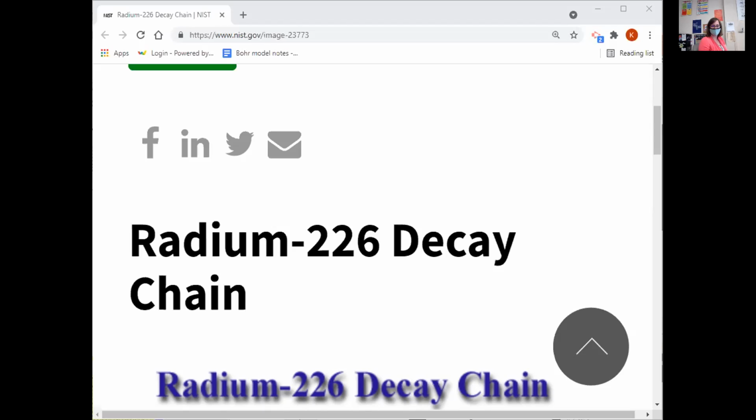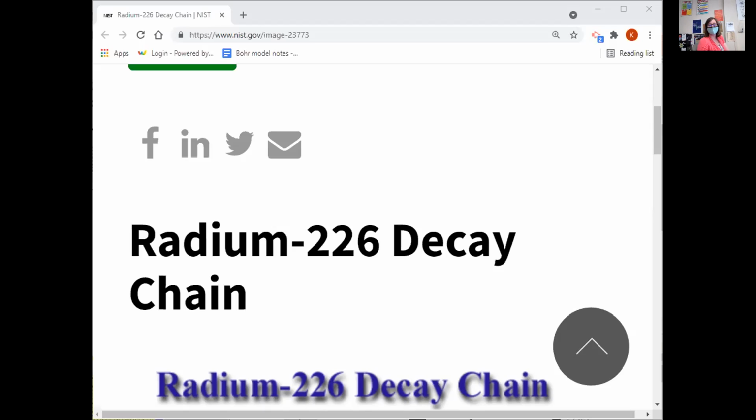decay to make lead-210, which has a half-life of 22 years. So once you get to this stage, every 22 years, half of it disappears. And it does beta decay to bismuth-210, which has a half-life of 5 days, which beta decays into polonium-210, which has a half-life of 138 days.